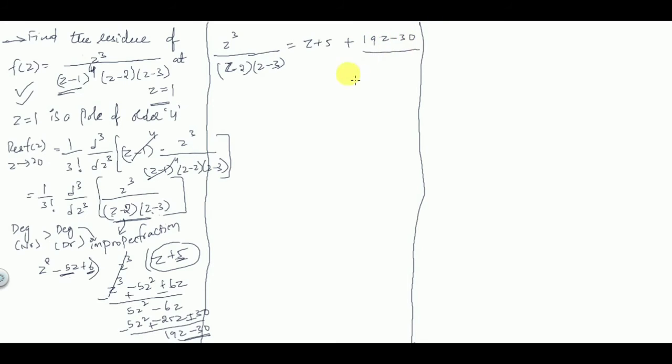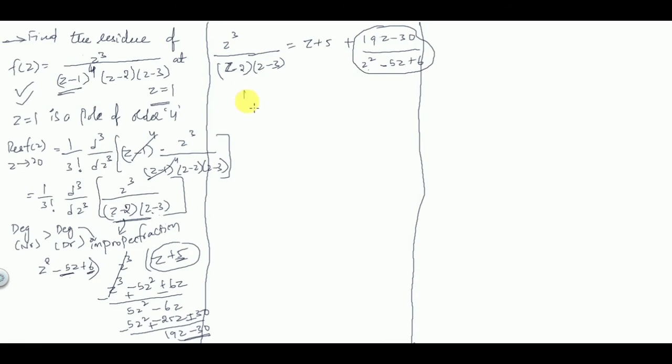19z minus 30 divided by z square minus 5z plus 6. If you observe here, the highest power in the numerator is 1 and the highest power in the denominator is 2. That is, the degree of the denominator is more than the degree of the numerator, so it is a proper fraction. Now we can perform the partial fractions.